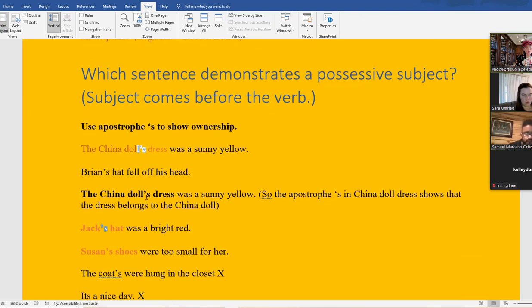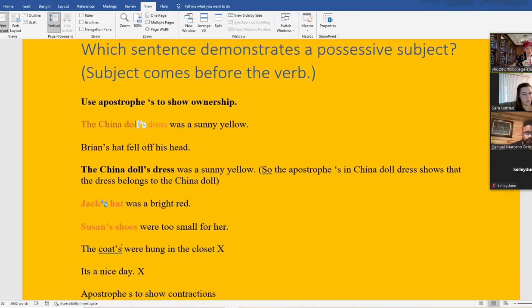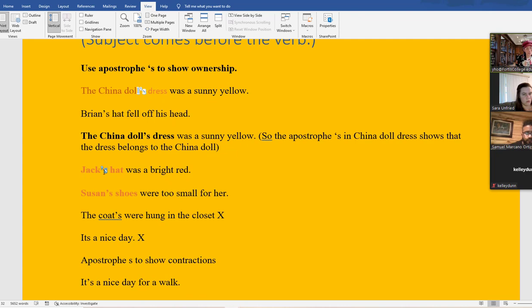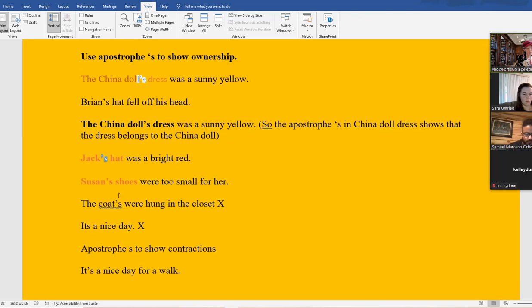All right, so which sentence demonstrates a possessive subject? Use apostrophe S to show ownership. The China doll's dress was a sunny yellow. So the China doll's dress is a possessive subject. And then here, Jack's hat is a possessive subject, Susan's shoes is a possessive subject.